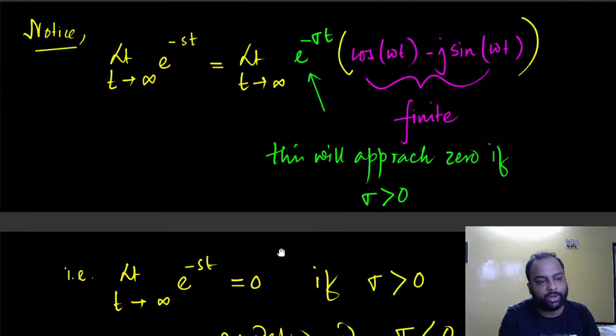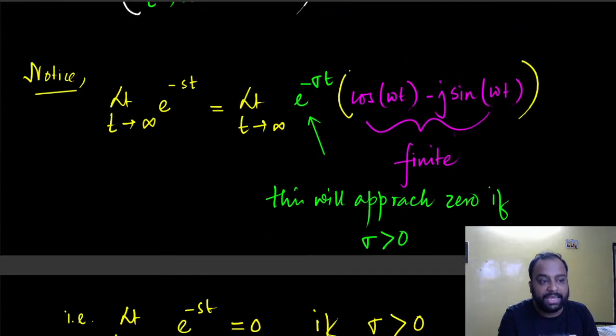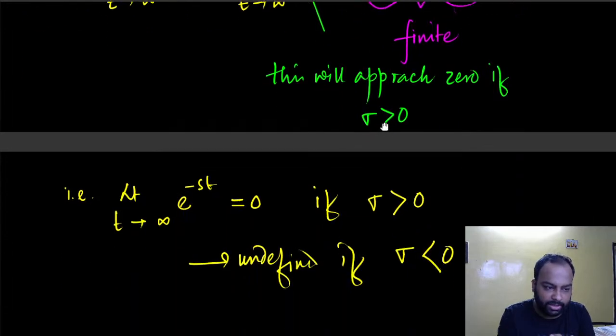So if sigma is less than 0, I would have a positive infinity multiplied with many different complex numbers, right? So the limit will not converge, right? In order for the limit to converge, it will have to converge to a finite value, right? That will not happen. But if e to the power minus sigma t is 0, then 0 gets multiplied with a finite number, resulting in a 0, right?